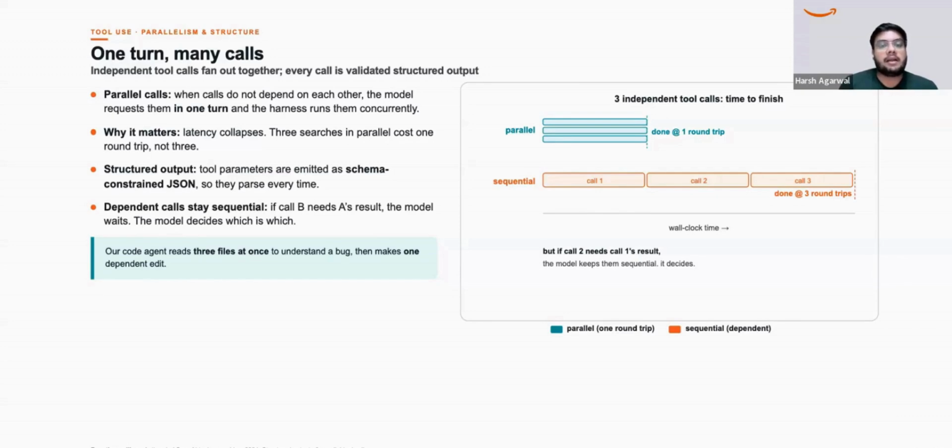And this is an important but, that is that if call B needs the result of call A, say that the code agent says read a file and then basically it needs to edit it based on what the agent has read, the model is going to keep those sequential. And the nice part is that the model is going to figure out on its own which call is sequential and which call can be done in parallel. And the best part is that each of these calls is emitted as schema-constrained JSON. So the arguments actually parse every single time.